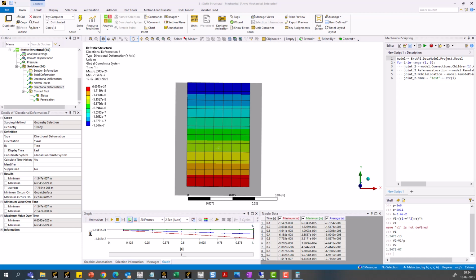Just to re-emphasize what we learned through this video: one is how to use the rigid body in the model, then how to use plane stress models, and then, in case contact sensitivity is there, how we can avoid that contact sensitivity for that specific case.